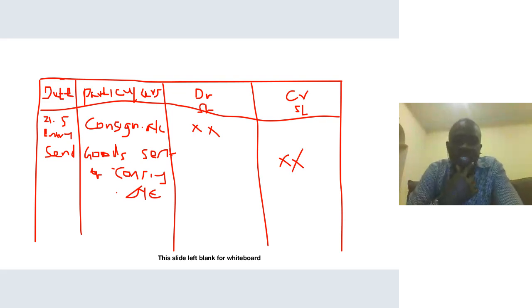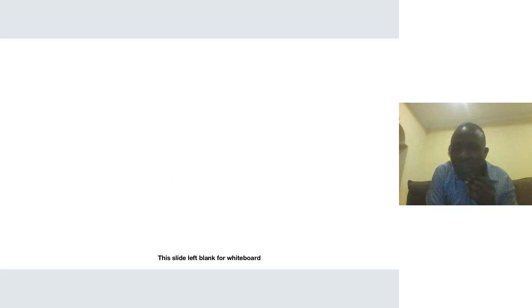Number 8 is the entry for bad debts. Now, the commission that is paid to the consignee, we refer to it as, maybe I can write it there so that you see it. It is a bit complicated to pronounce.